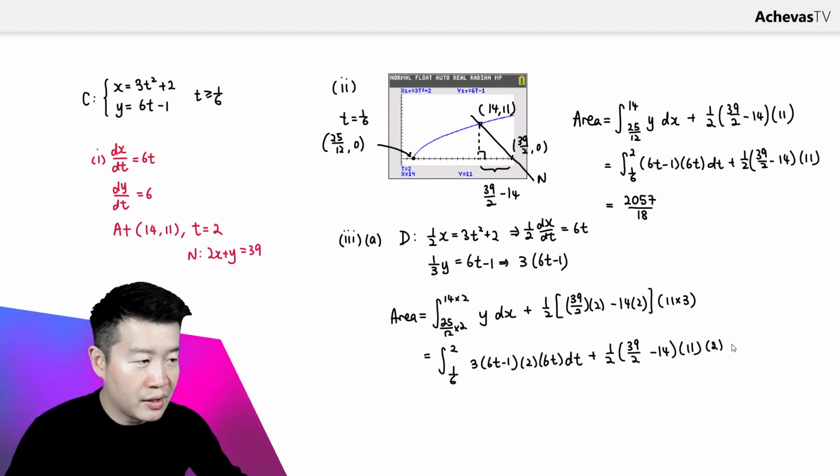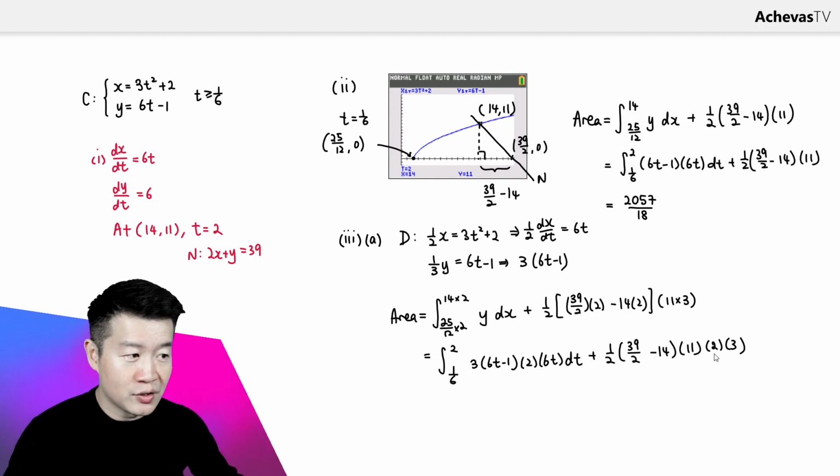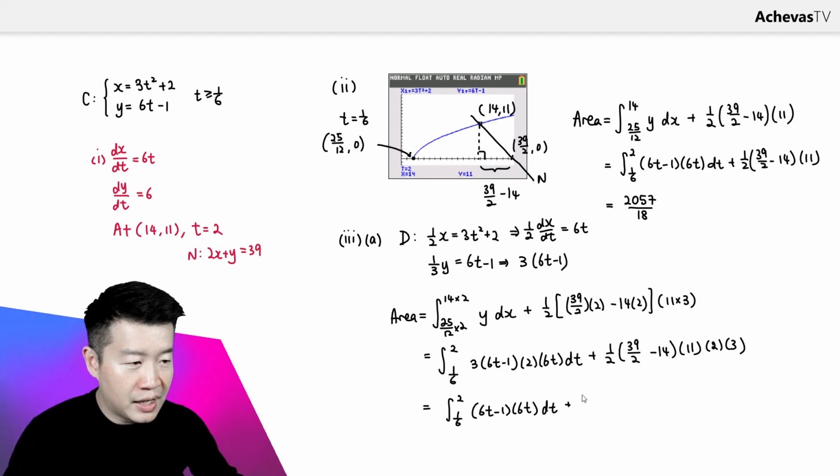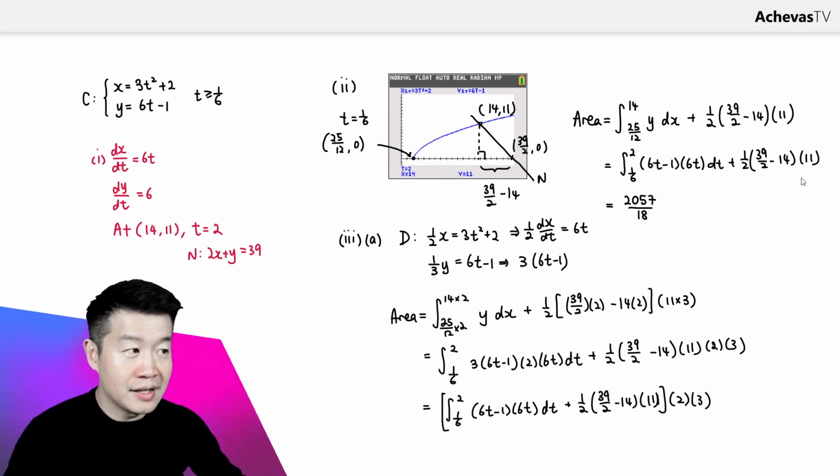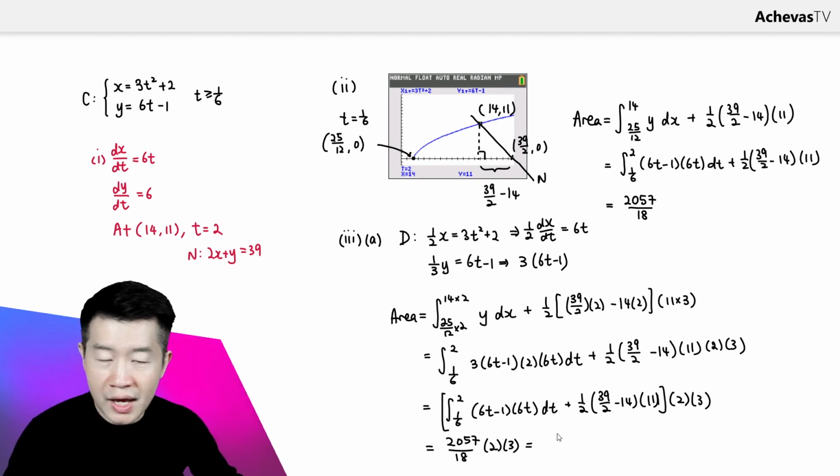Since we have factorized out 2 and factorized out 3, we will get this, which is exactly the same as the area of triangle from the previous part. So it is 2 times 3, and 2 and 3 are here, which we can also factorize out, which means that we will actually be getting an integration from 1 over 6 to 2 of 6t minus 1, 6t dt plus half of 39 over 2 minus 14 times 11. And this is exactly the same as what we have calculated previously. That is why the area is going to be equal to 2057 over 18 multiplied by 2 and then multiply by 3. And this will give us our final answer as 2057 over 3.